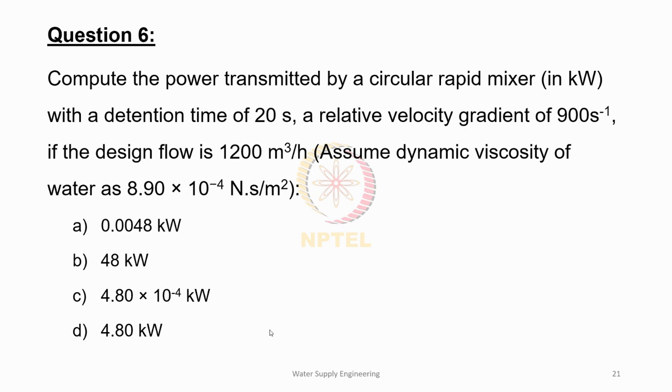Option A, 0.0048 kilowatt. Option B, 48 kilowatt. Option C, 4.8 into 10 raised to minus 4 kilowatt. Option D, 4.8 kilowatt. I'll give you 2 minutes to solve the problem and then I shall explain how to solve this. So please calculate and type in the answer in the chat box.